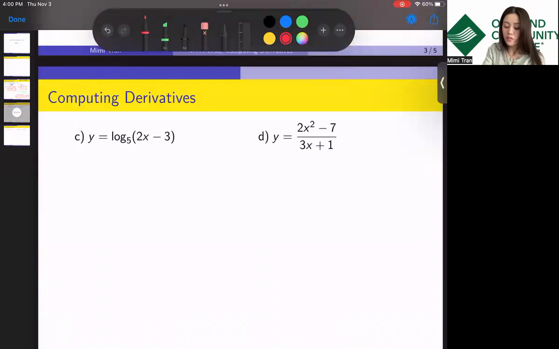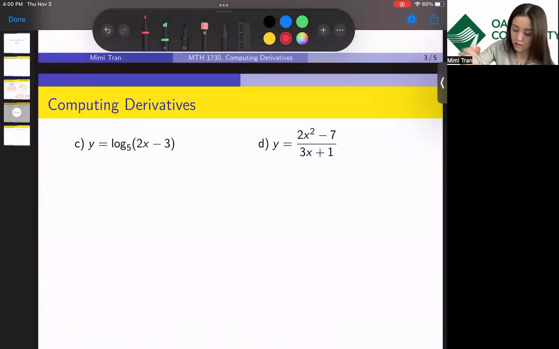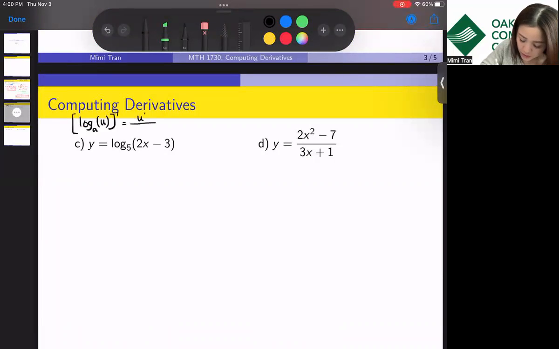I want to find the derivative of log base 5 of 2x minus 3. Derivative of logs, so let me remind you, the derivative of log base a of u is equal to u prime times 1 over u times ln of a.